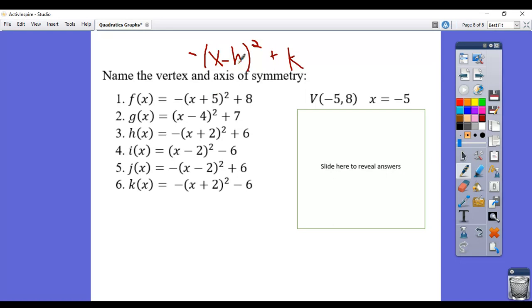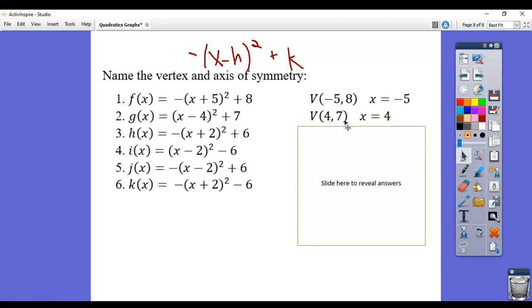So you take the opposite of what's there. What's the opposite of plus 5? Minus 5. And then you bring over the 8, okay? And then the axis of symmetry, remember, matches the x-coordinate. Let's look at this next one. So the x here is x minus 4. What would zero that out? A positive 4. And then we carry over the plus 7. And then the axis of symmetry is x equals 4.